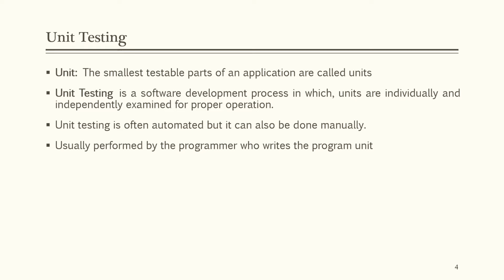Let's have a look at the definition of unit and unit testing. Unit. The smallest testable parts of an application are called units. Unit testing is a software development process in which units are individually and independently examined for proper operation. Unit testing is often automated, but it can also be done manually, usually performed by the programmer who writes the program unit.